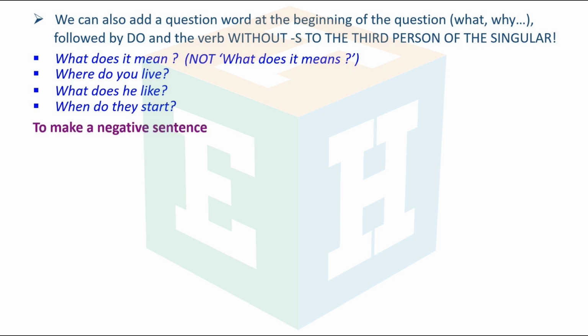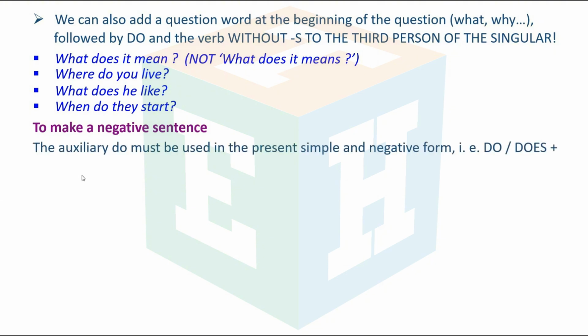To make a negative sentence, the auxiliary do must be used in the present simple and negative form. Example, do / does plus not, or the contracted form don't / doesn't.